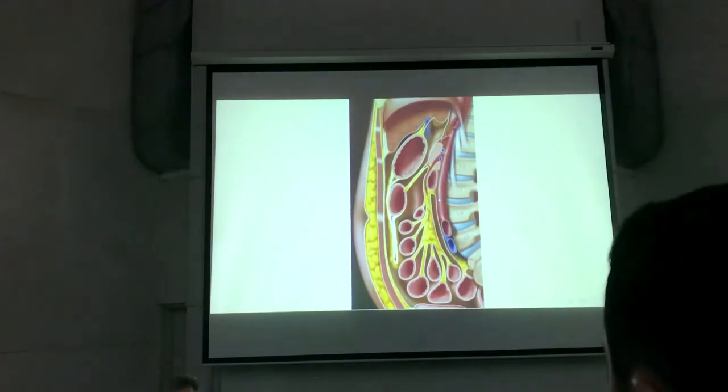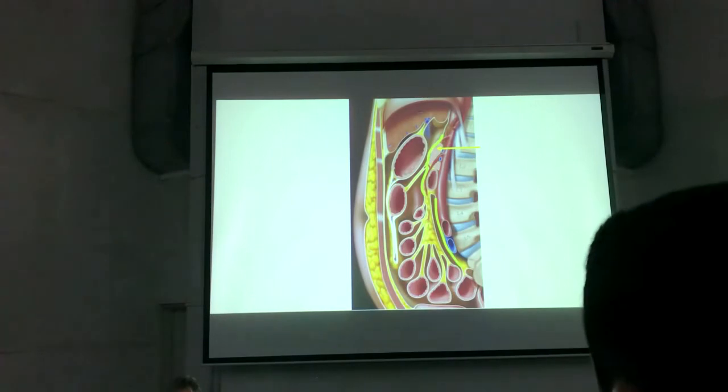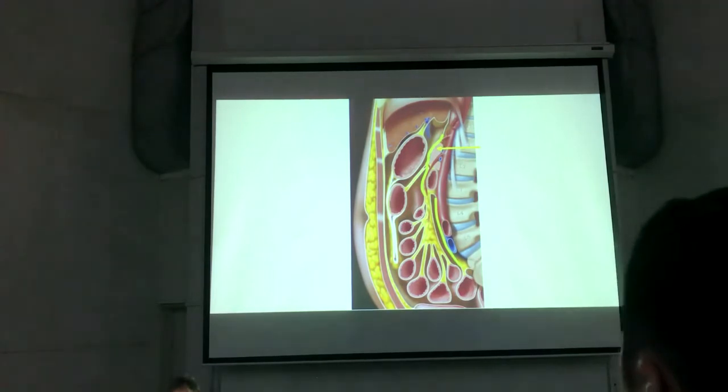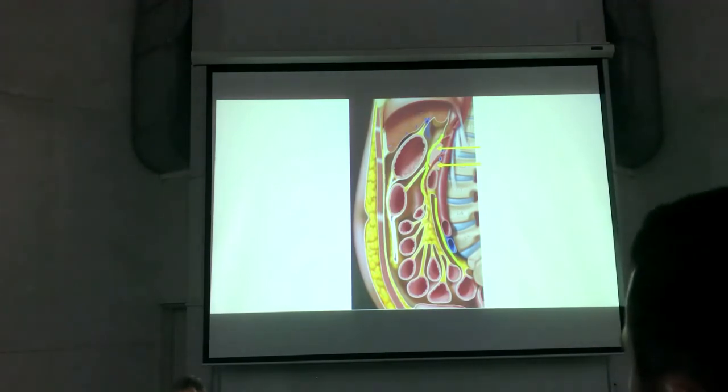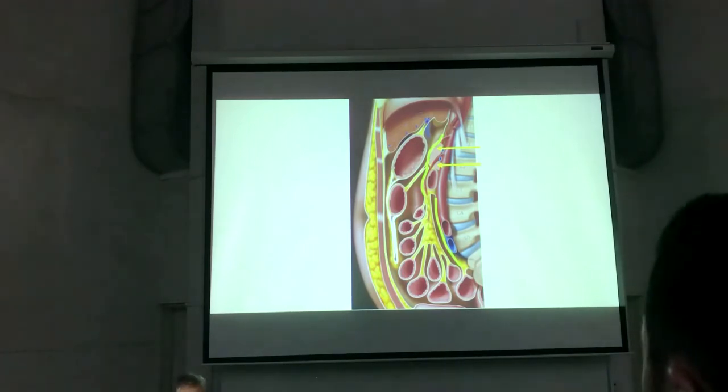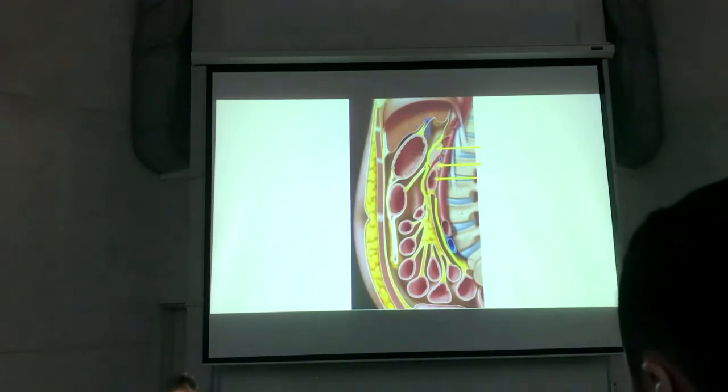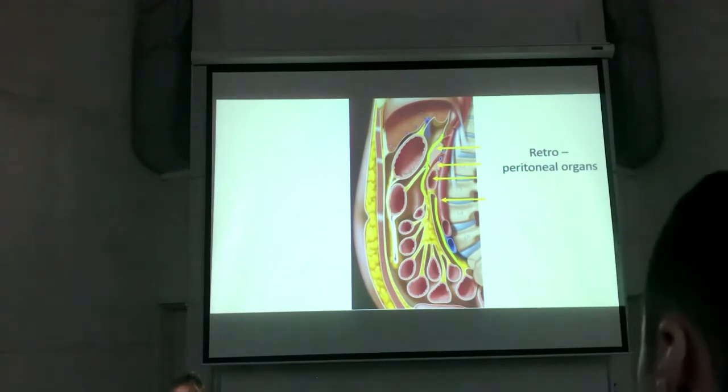Let's resort to figures. This is the peritoneum of the posterior abdominal wall. Okay, some organs remain plastered to the posterior abdominal wall, and they are called retroperitoneal, like pancreas, duodenum, kidney, aorta. And these are called retroperitoneal.